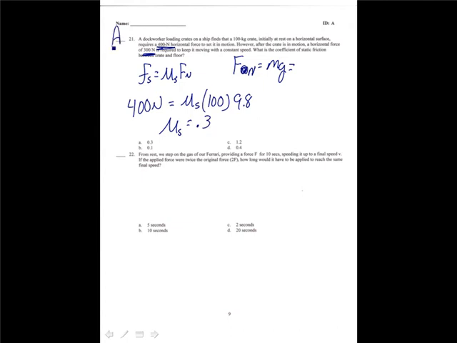That's A. From rest, we step on the gas of our Ferrari, providing force F for 10 seconds, speeding it up to final speed V. If the applied force were twice the original force, how long would it have to be? Well, if we increase our force by a factor of 2, that increases our acceleration by a factor of 2. Since we're starting from rest, the initial velocity can just go to 0. If we increase our acceleration by a factor of 2, then our time goes down by a factor of a half. So initially it was 10 seconds, now it's going to be 5 seconds. So the answer is A.